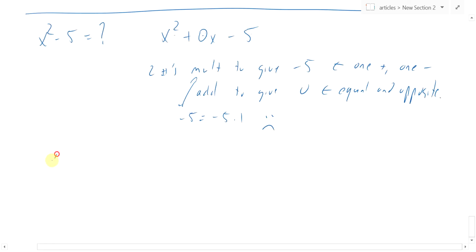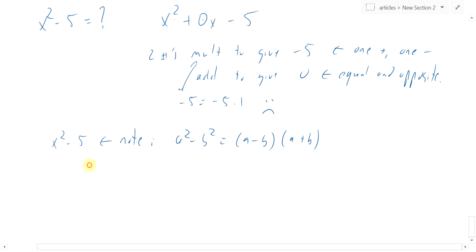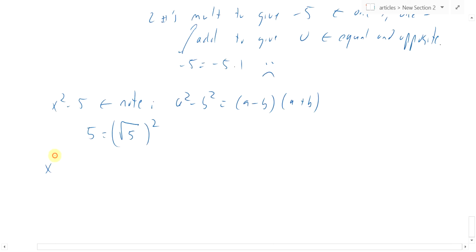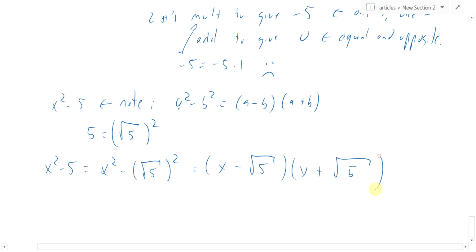But we look at x squared minus 5, and we think, note, a squared minus b squared, a difference of squares, that's a minus b times a plus b. And 5 secretly is a perfect square. In fact, every positive number is a perfect square because it's the square root of 5 squared. So, what does that tell us? x squared minus 5 equals x squared minus square root of 5 squared. And that's something squared minus something squared. So that does factor: x minus square root of 5, x plus square root of 5.